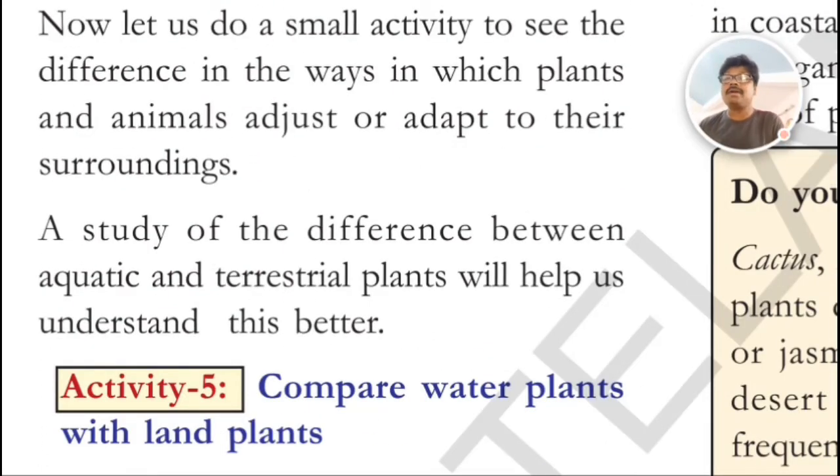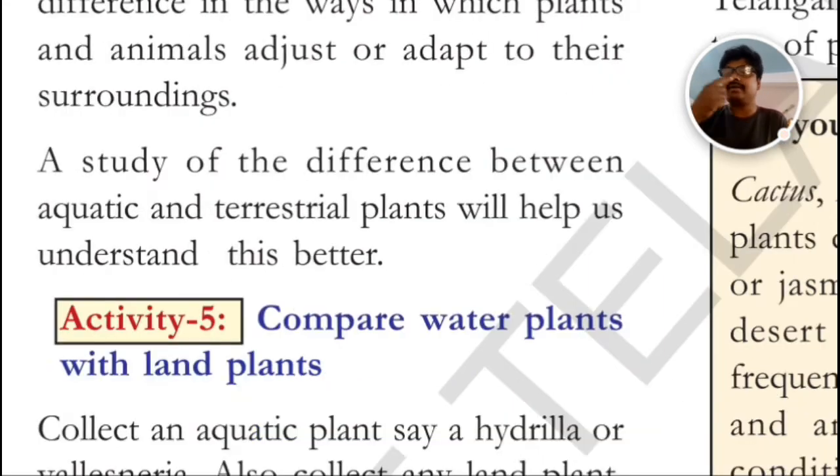Now, let's do a small activity to see the difference in the ways in which plants and animals adjust or adapt to their surroundings. See, we have to do an activity. A study of the difference between aquatic and terrestrial plants will help us understand this better. You have to study the difference between aquatic and terrestrial plants.